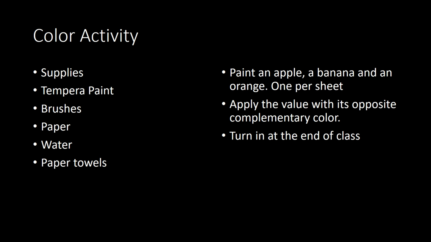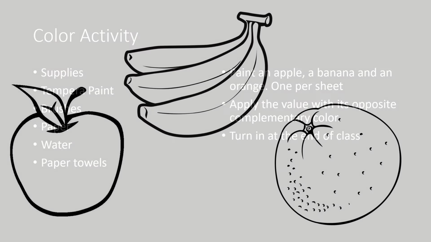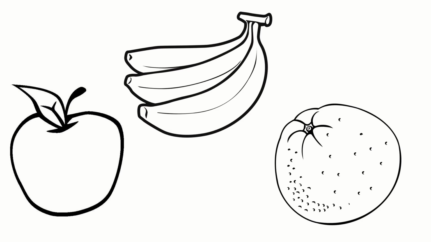All right, so the color activity will be to paint these fruits with their original color, but instead of adding black to make shadow, we're going to use its complementary. So in order to make the shadow for the yellow bananas, what is the opposite of yellow? Do you remember? Look at the color wheel. The opposite of yellow is violet. So we're going to use some violet to make the shadows on the banana.